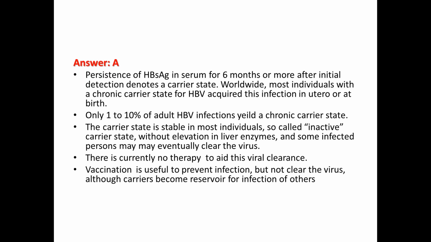So the persistence of hepatitis B surface antigen in serum for 6 months or more after initial detection denotes that the person is in a carrier state. Worldwide, most individuals with chronic carrier state for hepatitis B virus acquired this infection in utero or at birth. Only 1 to 10% of adult HBV infections yield a chronic carrier state. The carrier state is stable in most individuals, and they are the so-called inactive carriers without any elevation in liver enzymes, and some infected persons may eventually clear the virus. Currently, there is no therapy to aid this viral clearance. Vaccination is useful to prevent infection, but does not clear the virus, although carriers become a reservoir for infection of others.